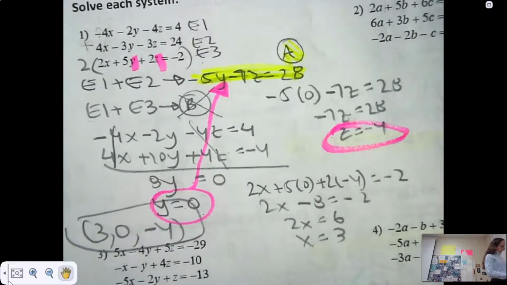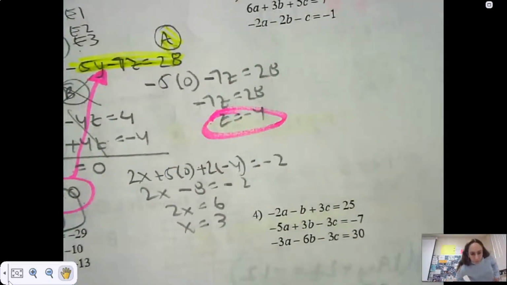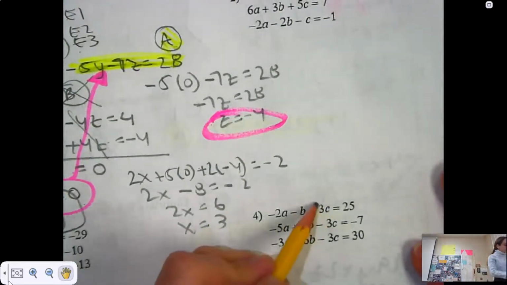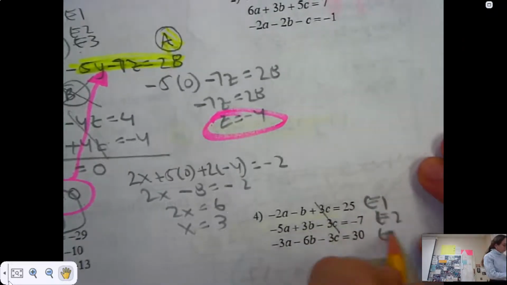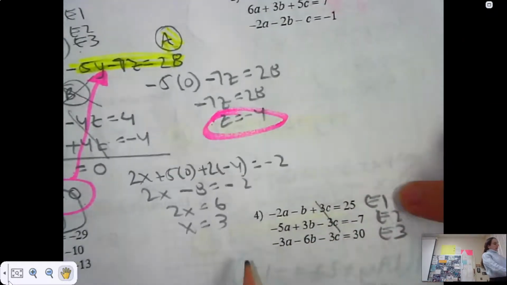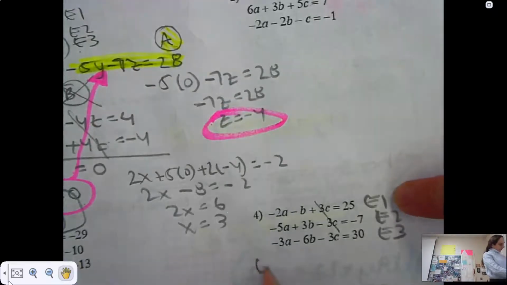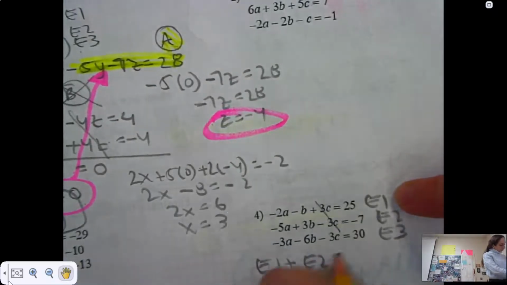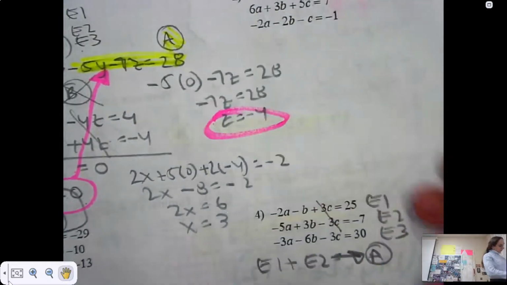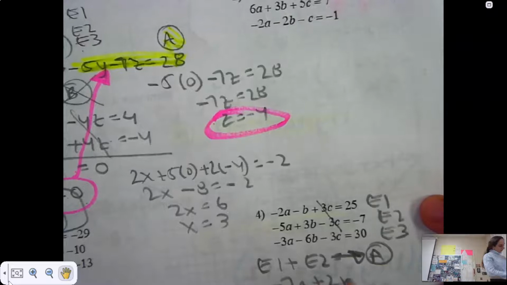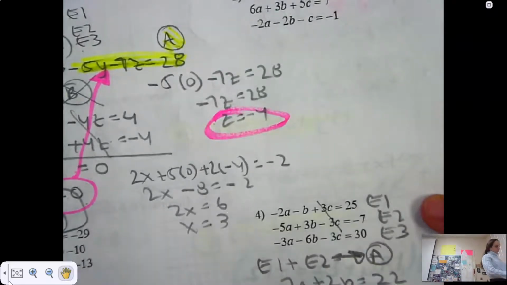Let me pick another one. Let me just make sure. Okay. I'm going to pick number 4 now. I think we have time for it. Yep. Okay. So I am going to choose to eliminate C because if I go E1, E2, E3, and I go E1 plus E2, I automatically get rid of those and I'll create my A that way. Then it would be negative 7A plus 2B equals 22.